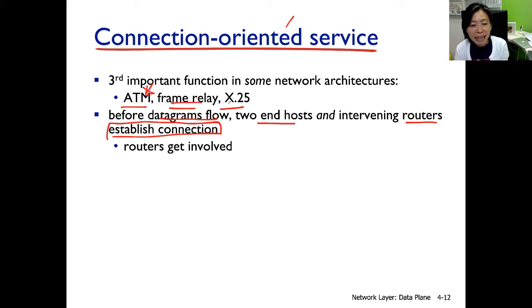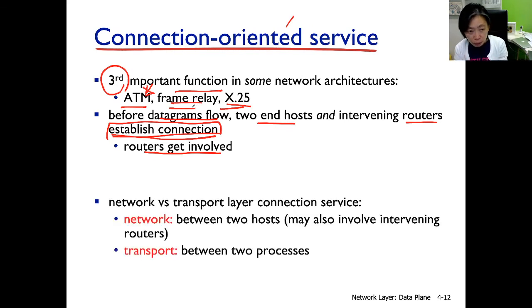Now, frame relay, X.25, these are just too old. But these are examples of connection-oriented network layer service. To establish such a connection will involve routers, and the involvement is actually quite deep. It's complicated enough. It's the third important function in these systems, on top of routing and forwarding.